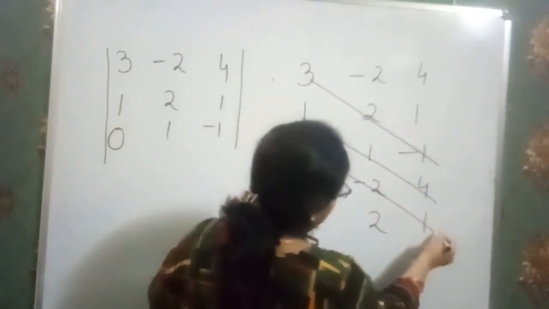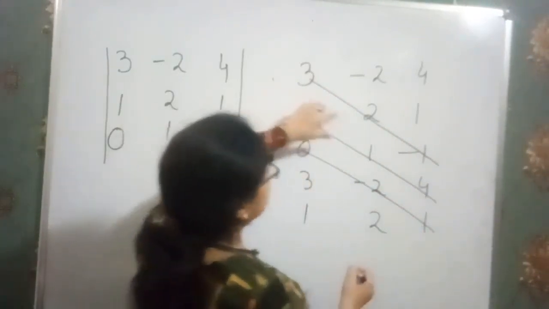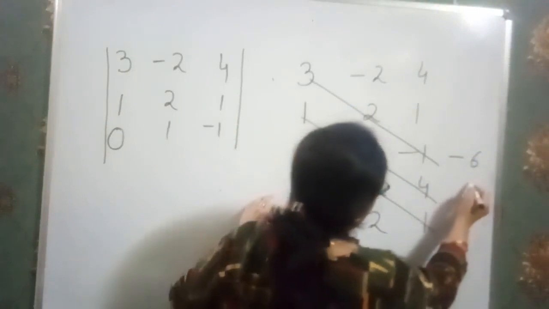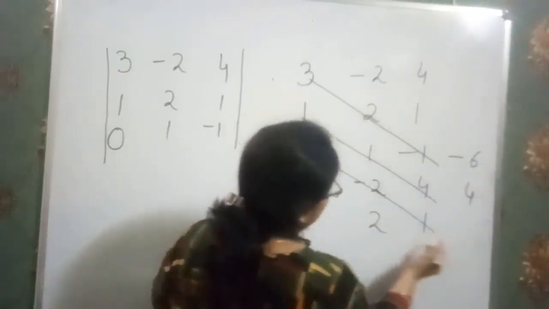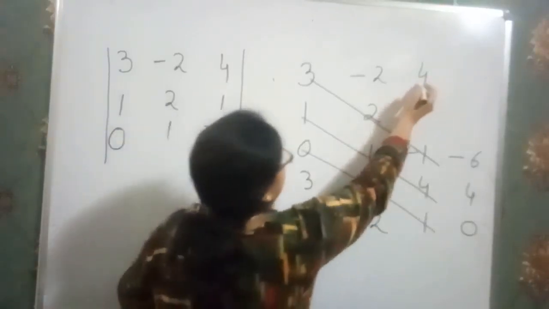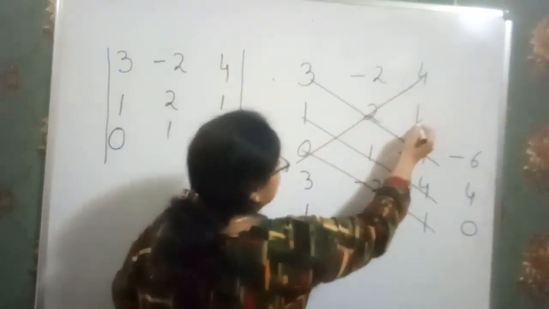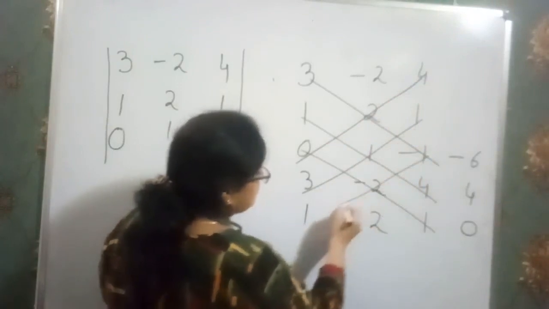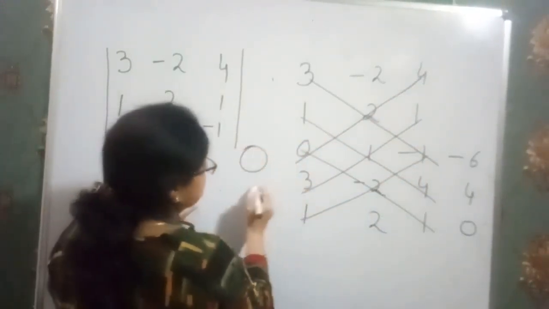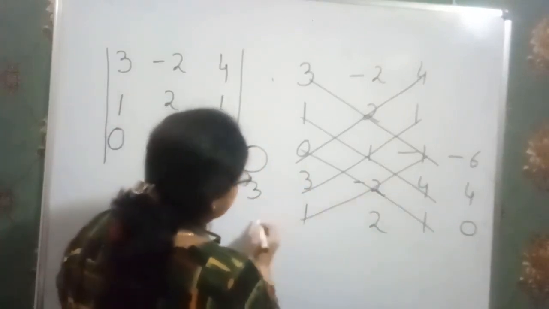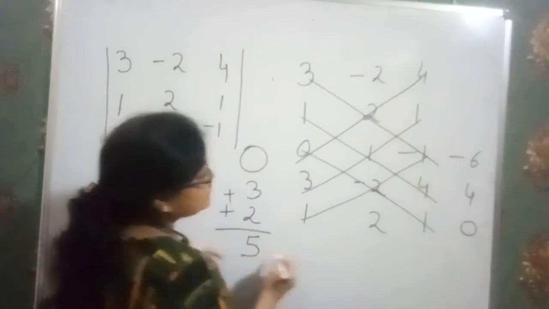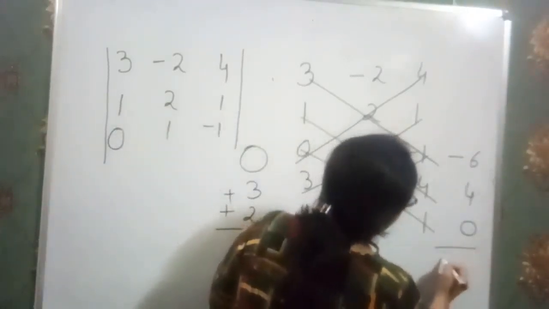Okay? Now multiply them. 3 2s are 6, that is minus x. 4 1s are 4, and here we have 0. Clear? Now similarly here we also do that in this way. Clear? Now multiply 4, 2 and 0, this is 0. This is 3 1s are 3, and this is plus 2. Just solve it. We have 5, and here we have minus 2.